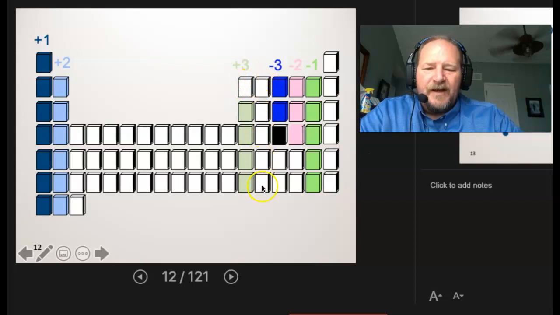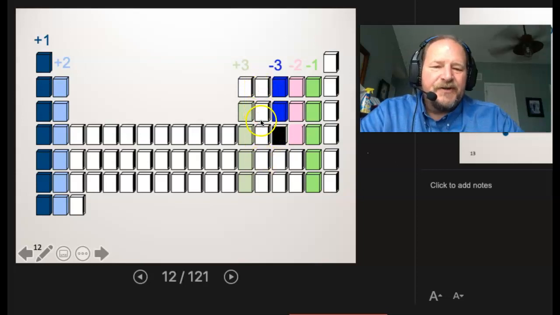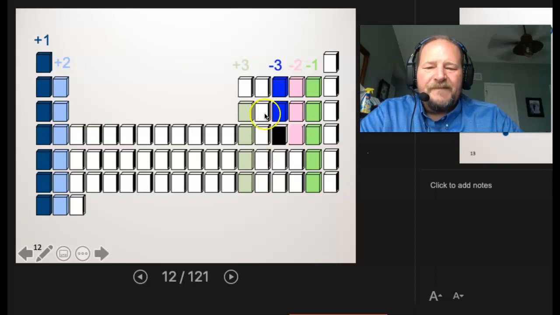For group 4A, remember that stair-step line cuts right in the middle of it, and that means 4A does funny things, and we're going to leave 4A out of it. We're not even going to worry about 4A right now. I'll show you some ways to know the charges when you need to know the charges as we talk about naming. But as a rule of thumb, it could be +4 or -4. It's really going to depend on what's going on.